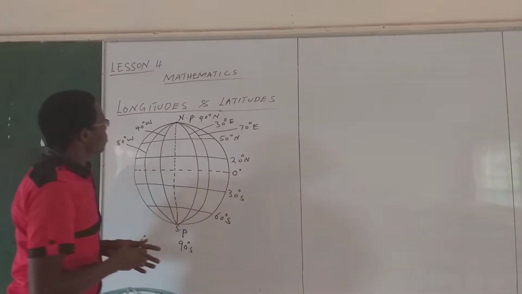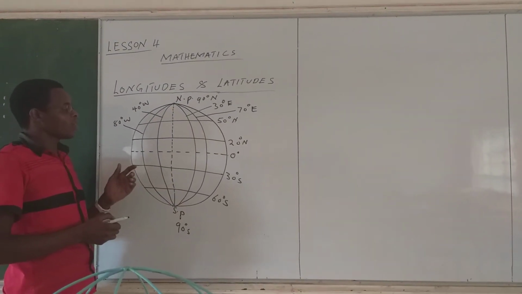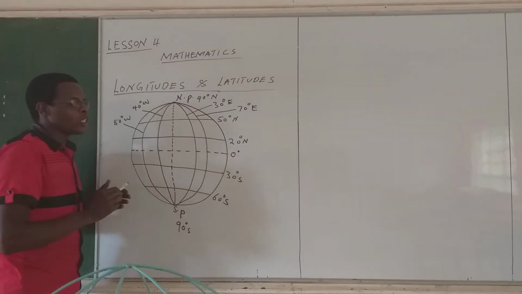Those are some of the lines that we have. We have this one, which is the longitude, running from north to south. And also we have the latitudes, which are running from west to east.